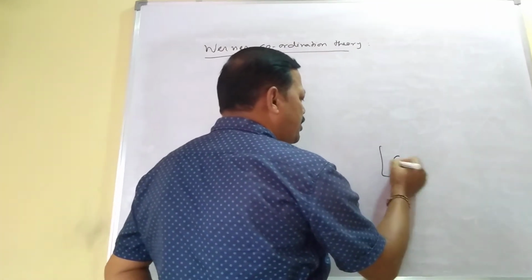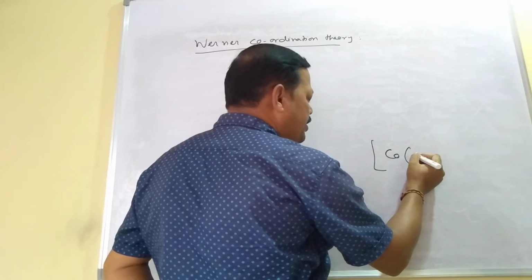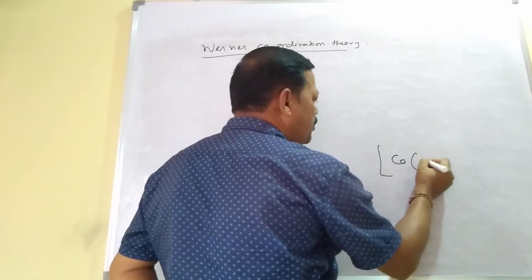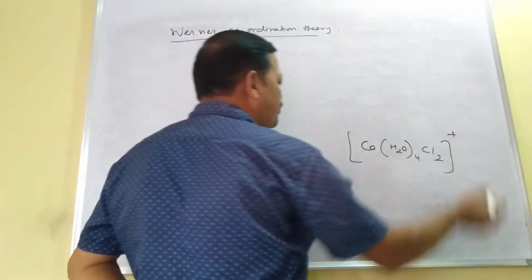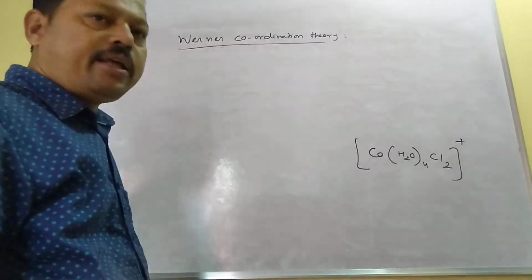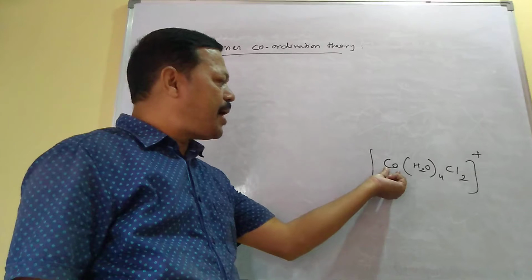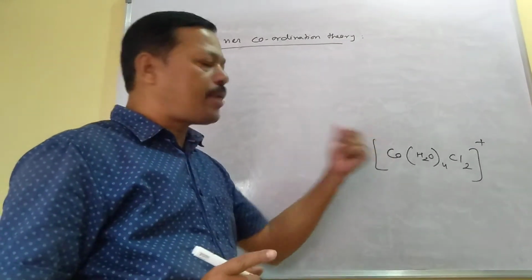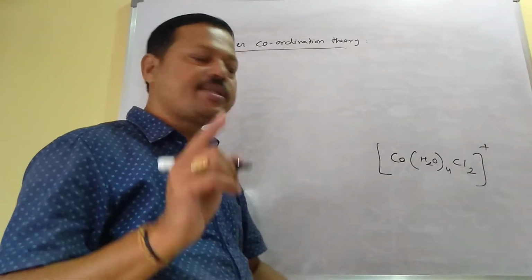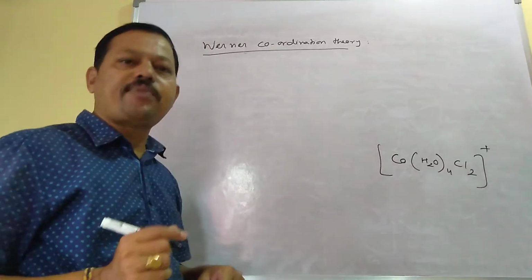The main points, I will give you the points. Suppose this is one of the complexes. In every complex, the metal atom exhibits two types of valency: one is called primary valency and one is called secondary valency. Actually, what is valency?